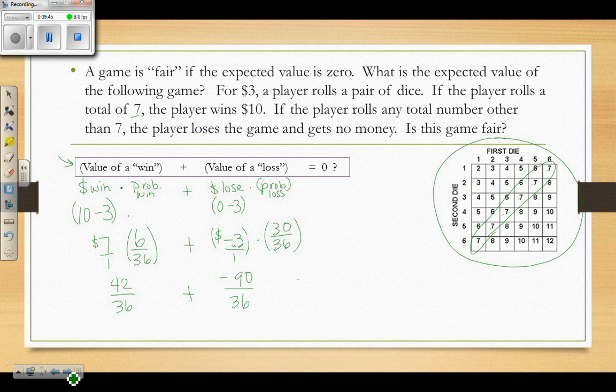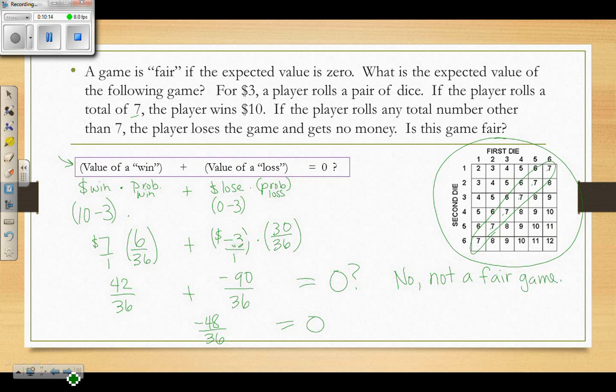And we're going to add these together and see if those equal 0. 42 plus a negative 90, that is not going to be 0. So, negative 90 plus 42 is negative 48 over 36. Oh, that is really not 0. So what that means is no, this game is not fair. Not a fair game.